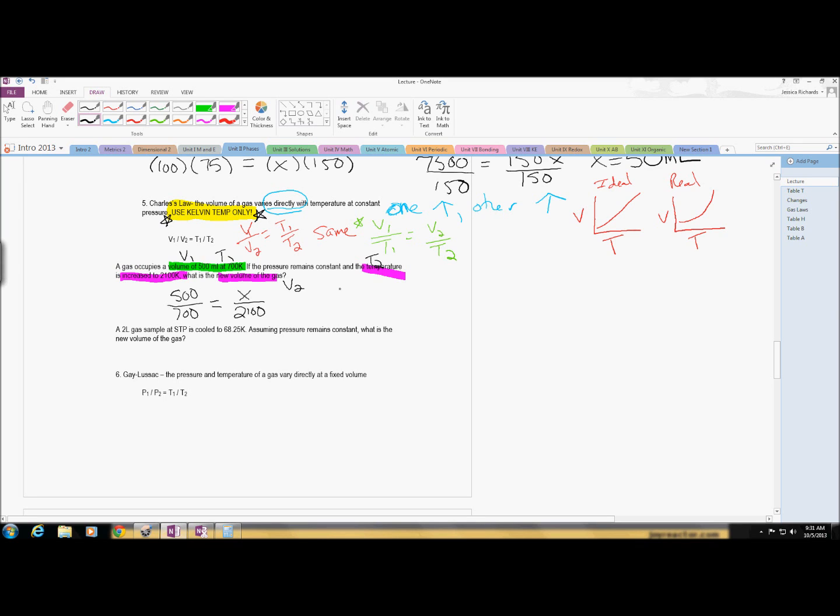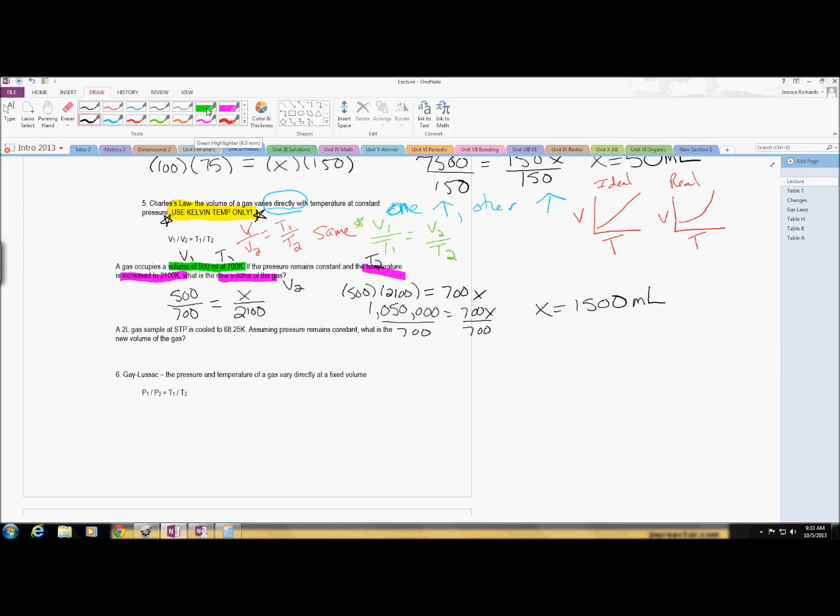And then we cross multiply, so we have 500 times 2100 equals 700x, and then divide both sides by 700. What units did they use for their original volume? They used milliliters, so the units here will be milliliters. Again, once you're done, you want to ask yourself, does this make sense? If I have tripled the temperature, my volume should increase because it's a direct relationship. 1500 is definitely bigger than 500. It's 3 times bigger. That makes sense. I must have done my math correctly.